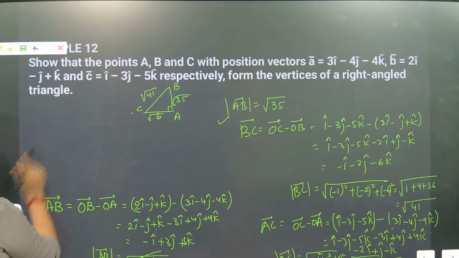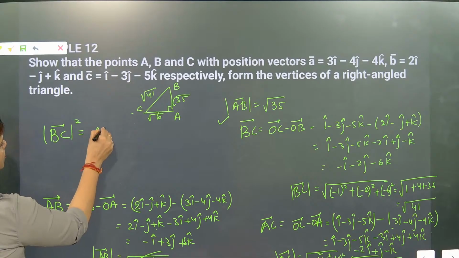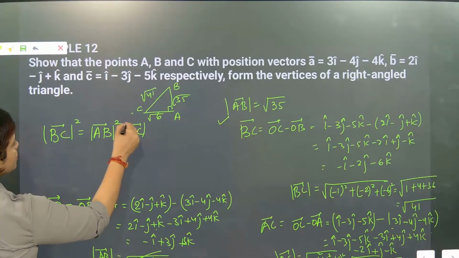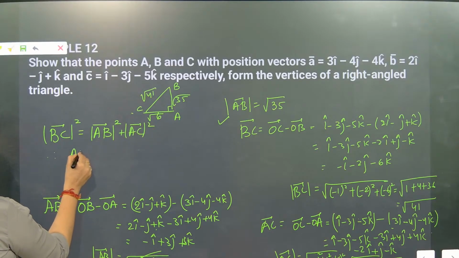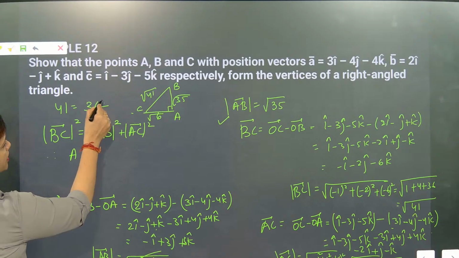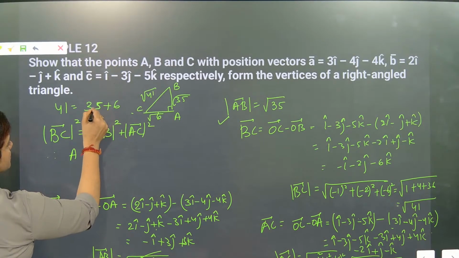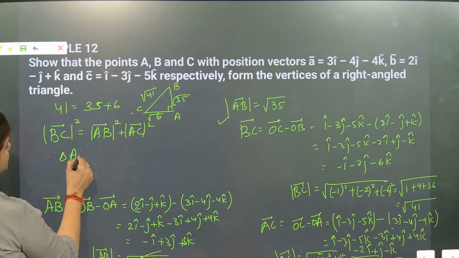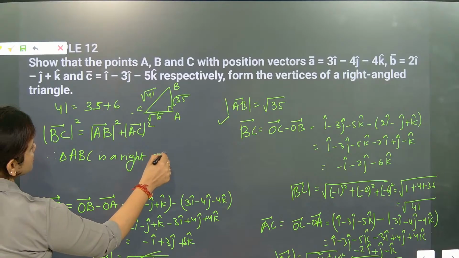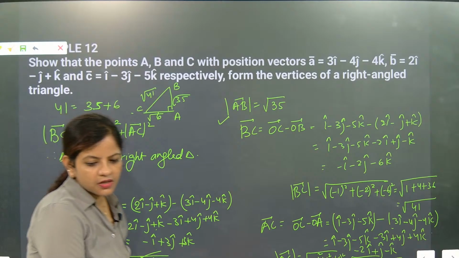What final part is there? That BC magnitude whole square is equal to AB magnitude whole square plus AC magnitude whole square. So therefore, because 41 is equal to 35 plus 6, triangle ABC is a right angled triangle. That's it.